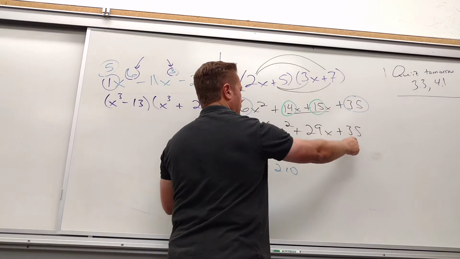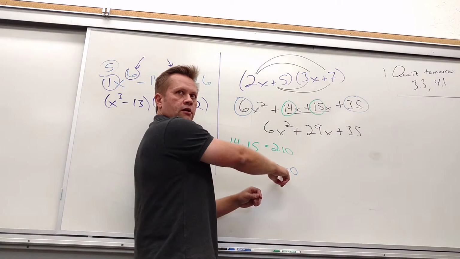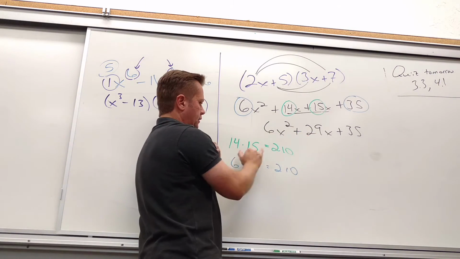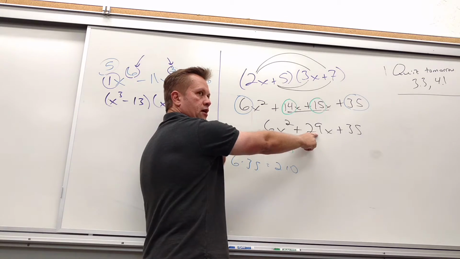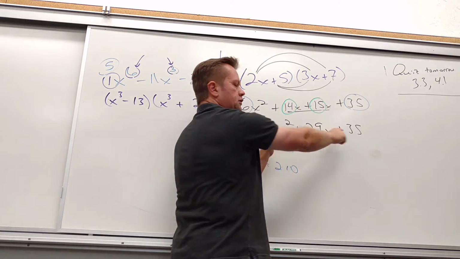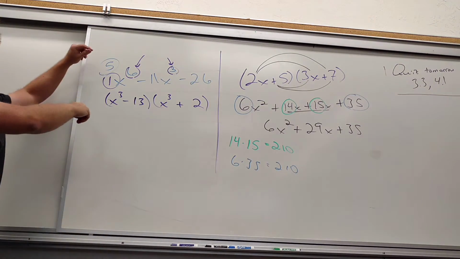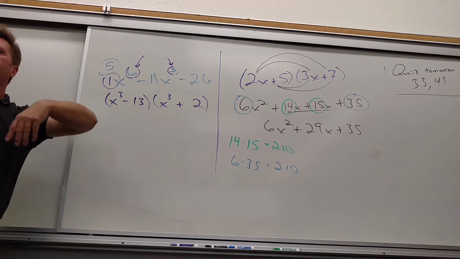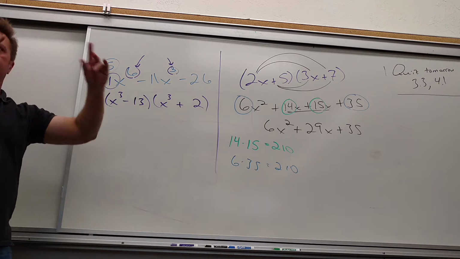6 times 35 is 210. I then find factors of 210 that add to be 29. You see that? 14 and 15, and they add to be 29. And they multiply to be the same thing that these do. So it's the same thing we did before. What's 1 times 26? 26 is amazing. And then I find factors of negative 26, and so on.